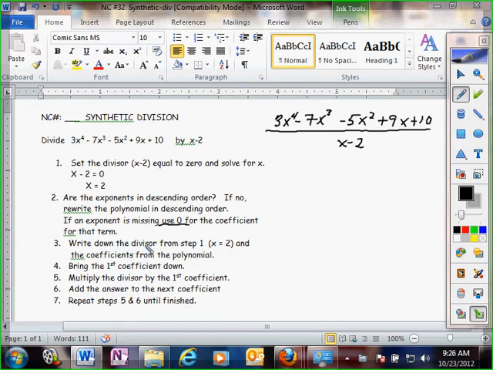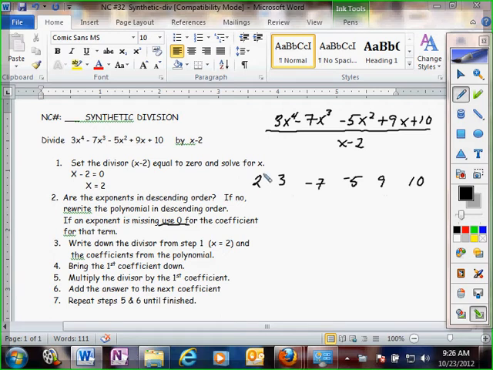Number 3, write down the divisor from step 1 and the coefficients from the polynomial. This is what I mean by that. The divisor is now just 2, so I write down 2, and then I write all the coefficients down, including the sign that goes with each coefficient. Write them from left to right, giving yourself a little space in between. So I've got 2, which is the divisor, then 3, -7, -5, 9, and 10.